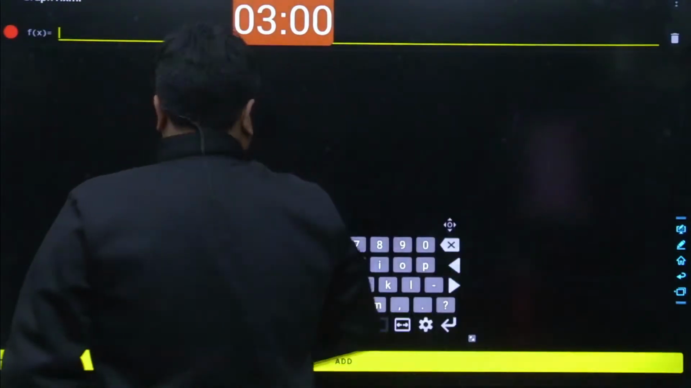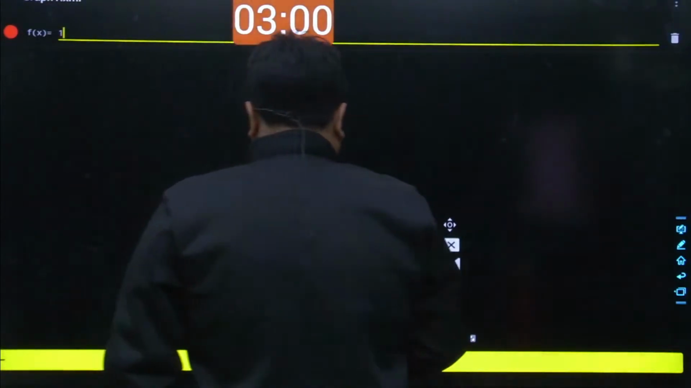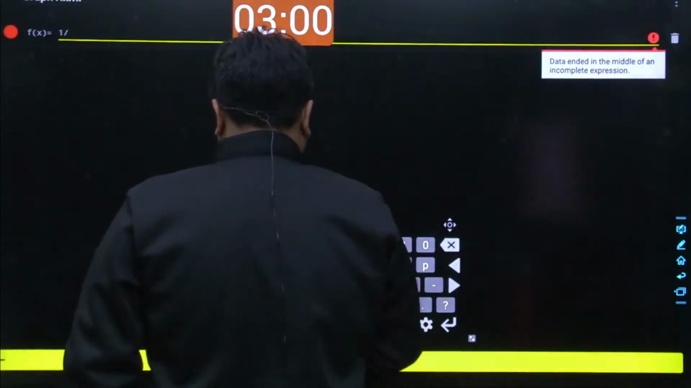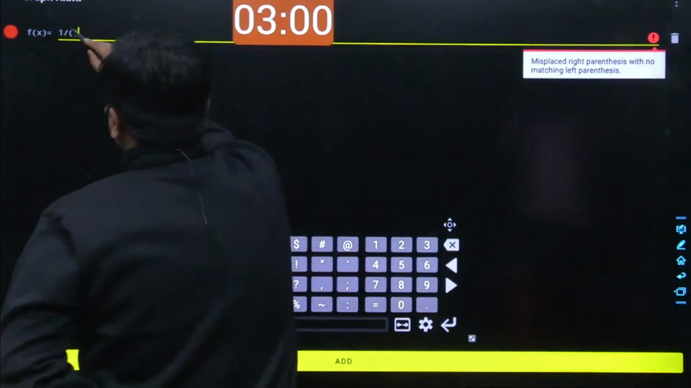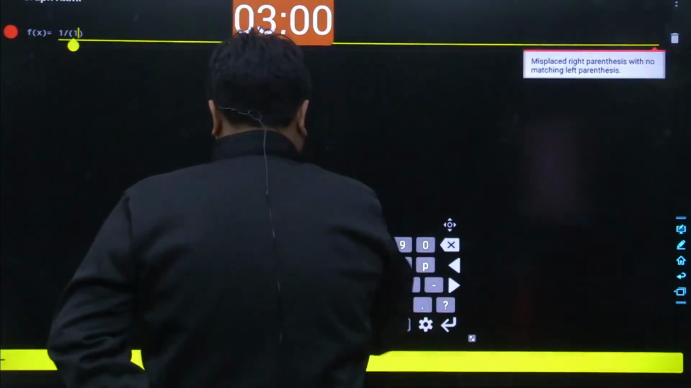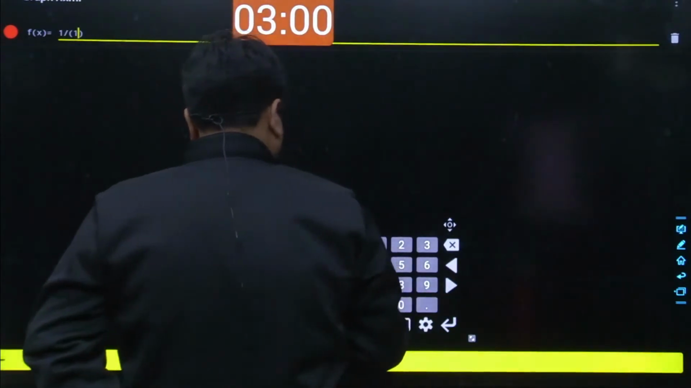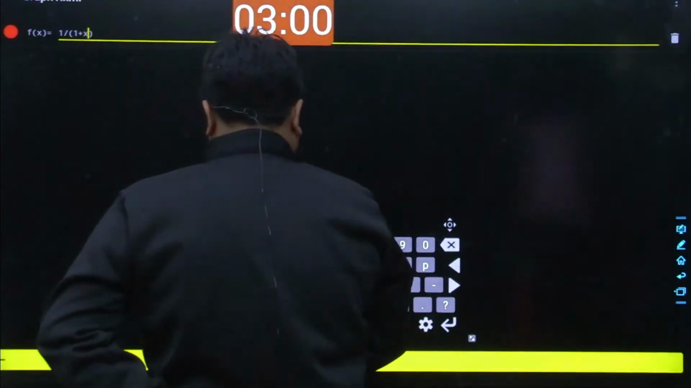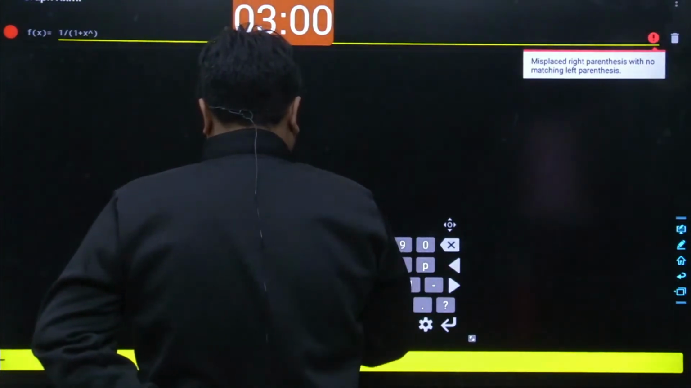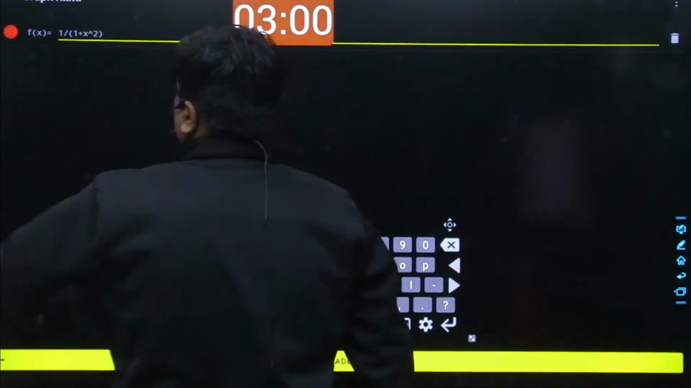So here comes 1 divided by 1 plus x square, 1 plus x to the power of 2. Yes, let me draw this down.